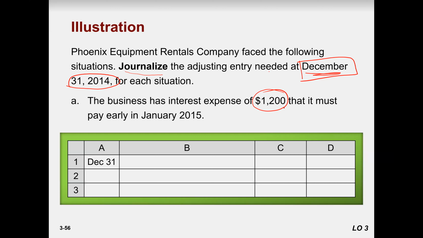Remember, our goal is to generalize on 31st of December. Okay, what's going on?